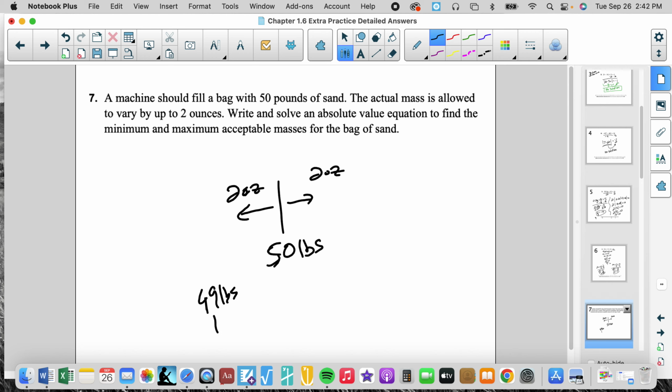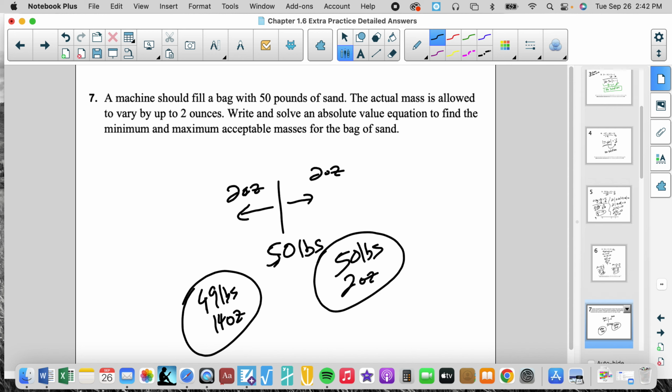2 ounces is 14 ounces, or it can be 50 pounds, 2 ounces. So if that varies, it should be plus or minus that way. So this is our minimum. That's our maximum values. Write and solve an absolute value equation and find the minimum and maximum.